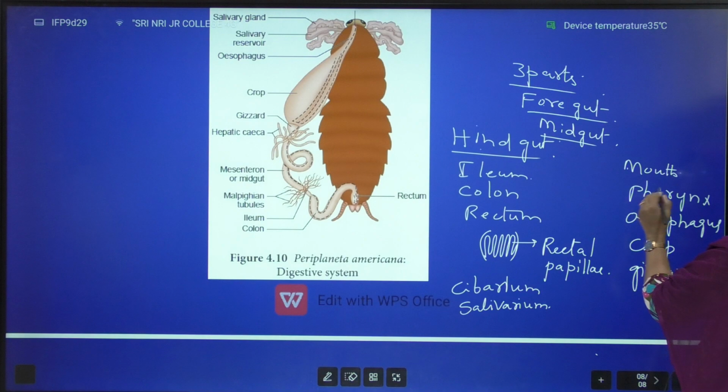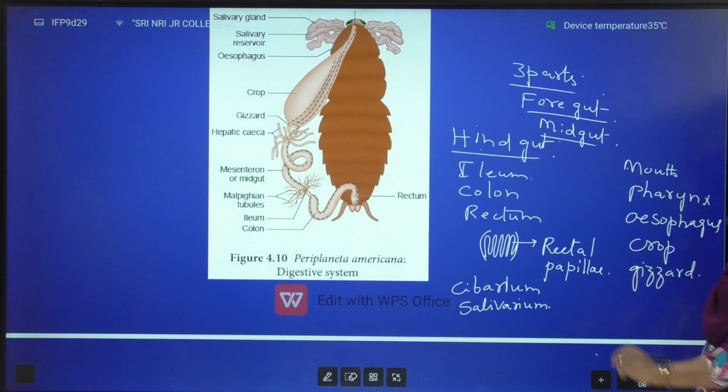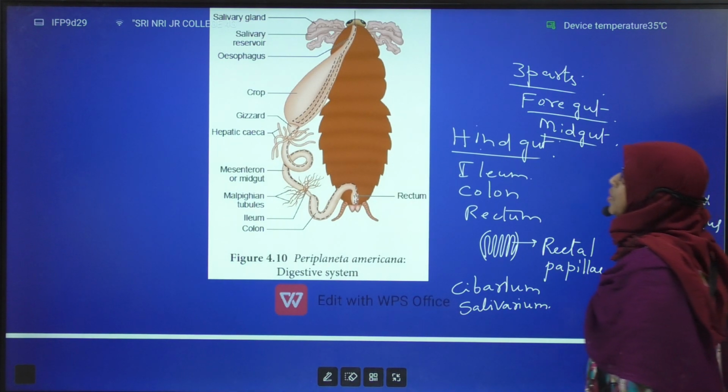Next, mouth leads into pharynx. Pharynx is a short tube-like structure which opens into a long, narrow, short tube called esophagus. This esophagus leads into crop.